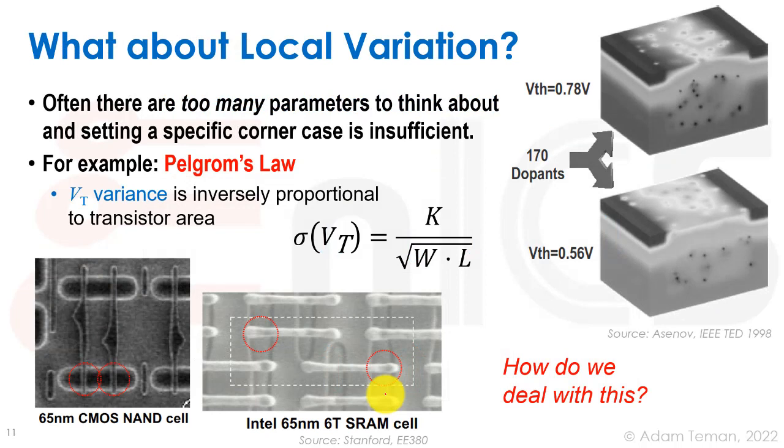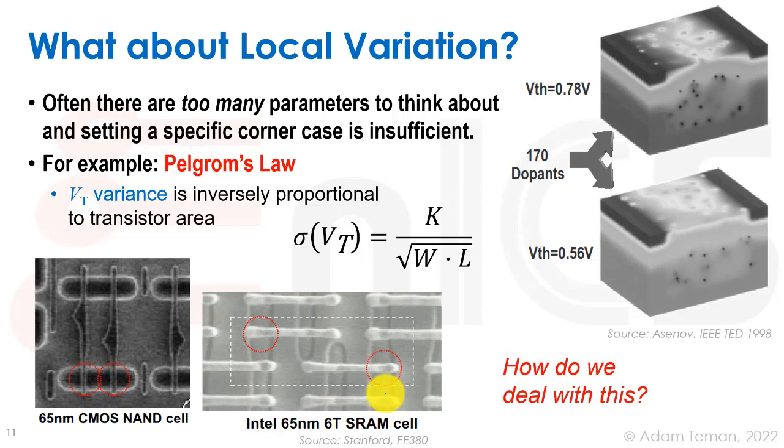So let's go back over here and just remember about Pelgrom's law. Pelgrom's law discusses how local variation is affected by transistor size, and why variation gets a lot worse as we scale our transistors and get smaller and smaller transistors.